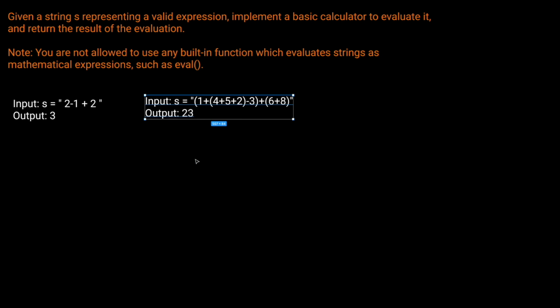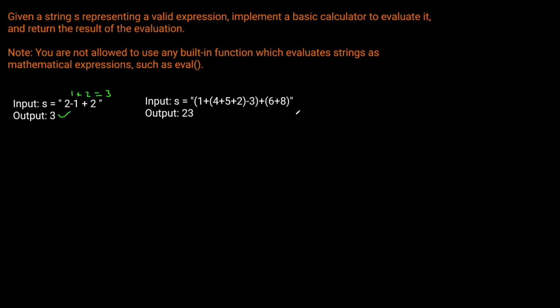So let's go over one of these basic examples here. If we're given this string s, then obviously 2 minus 1 is going to be 1, plus 2, that's going to be 3, so that's how they got that answer. And then for this one, as we can see, it's a little bit more complicated.